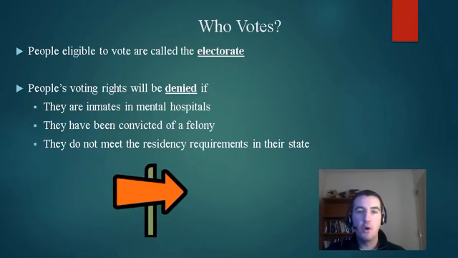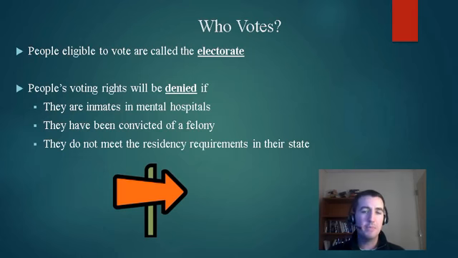So who votes? Who are the people that vote? We went over that a little bit before, but people who are eligible to vote are called the electorate. So if you're a person that can vote, if you're allowed to vote, so you're 18, you're a resident of your state, you're a U.S. citizen, and you're registered to vote, you're part of the electorate.